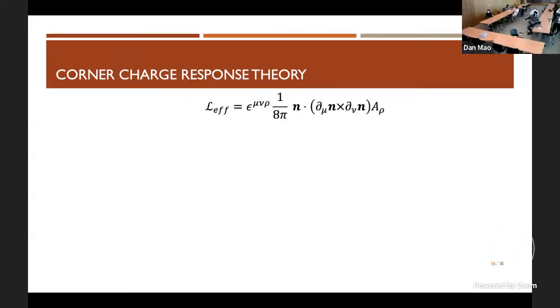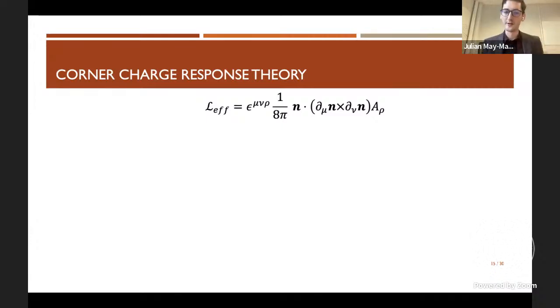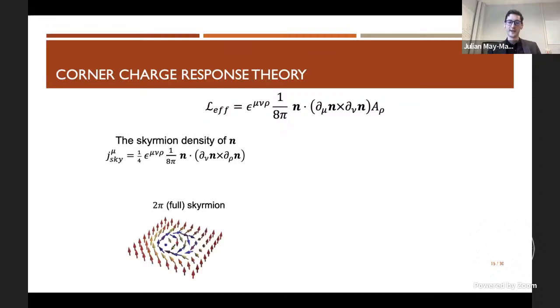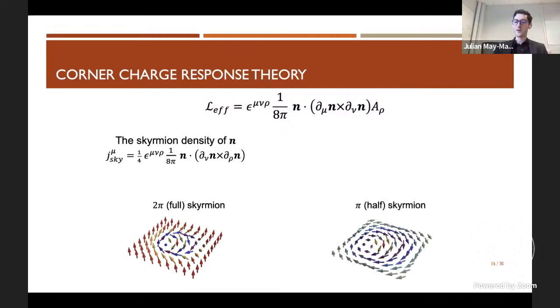All right, so let's try to understand this a bit more. The first thing we can note is that this term involving 3 powers of n actually defines the skyrmion density of this vector n. And here a skyrmion can be thought of as some sort of a vortex configuration of this unit vector n. So for example, a 2 pi or full skyrmion corresponds to this configuration where the vector is pointing down in the middle and then gets pointed upwards around the boundary. And we can also consider a pi or half skyrmion where the vector field is pointing down at the middle and then winds around by 2 pi on the boundary.